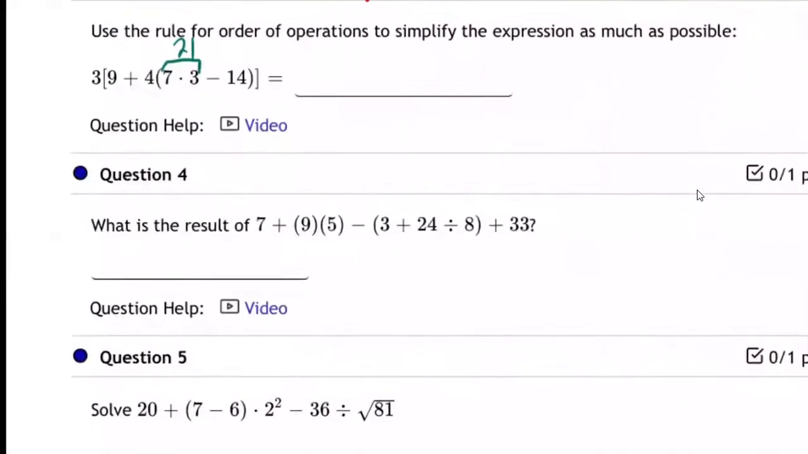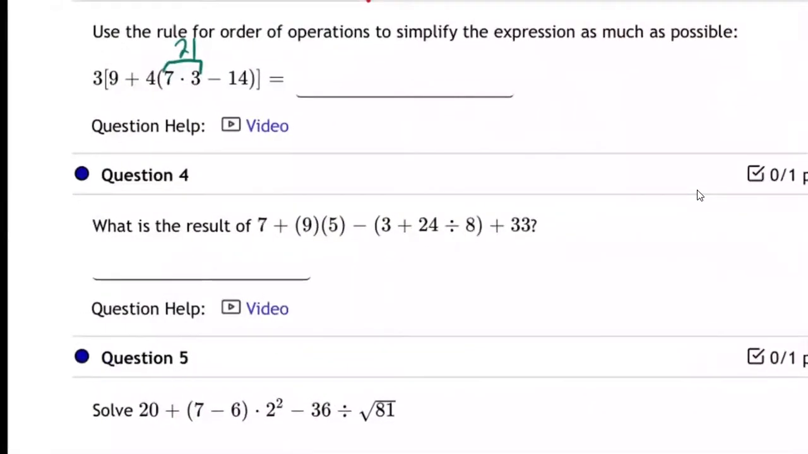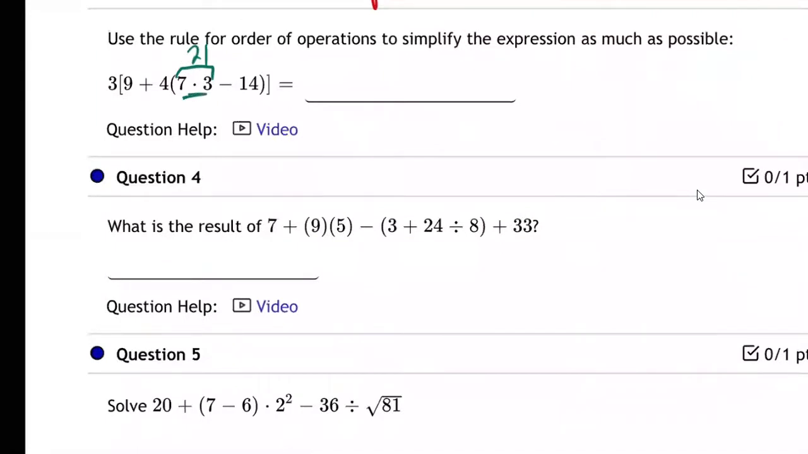So coming up here then, the reason we start right here is because that's kind of like the inner sanctum there, isn't it? Right? We've got the brackets, and then within that we've got parentheses. So you go to the innermost parentheses and start there. So what does that give us? That gives us 3 bracket 9 plus 4 parenthesis bracket minus 14, and then there's our 21.